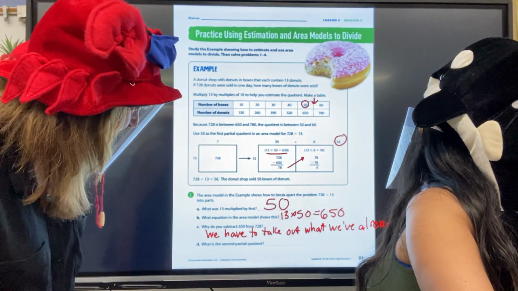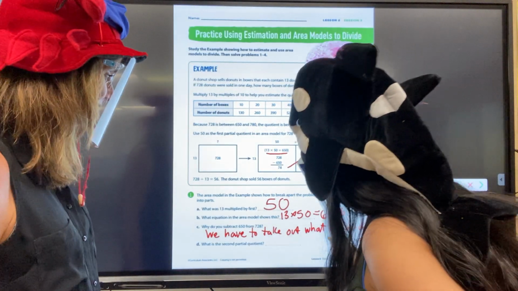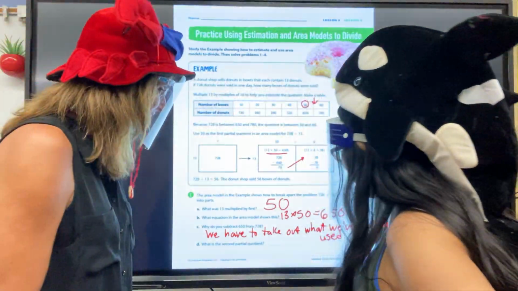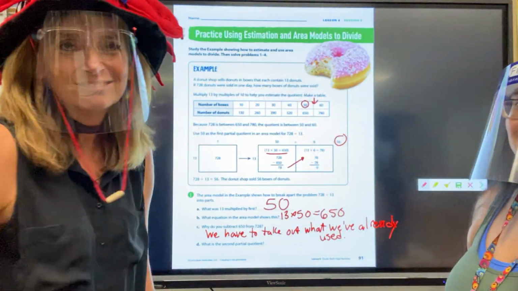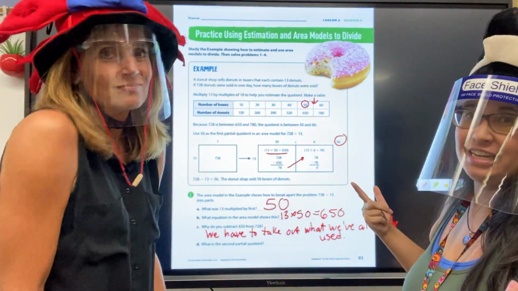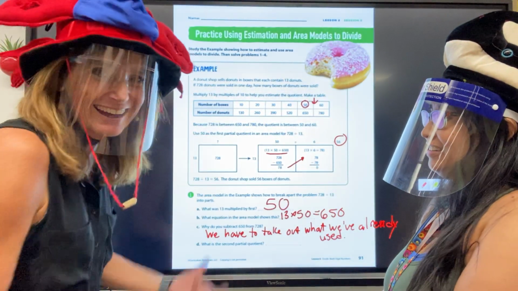I don't know. Take out what we've already used. I didn't go about that great. That's all right. You get the idea. Take it out. We already used it. It's already been factored in. That's right. Or factored out. Whichever way, it's one or the other.